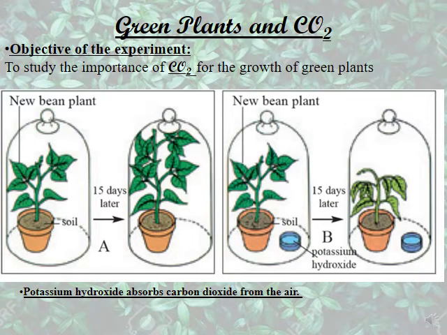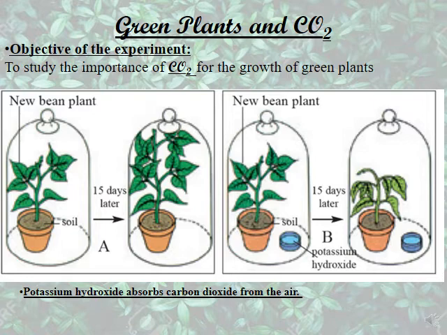Objective of the experiment: to study the importance of CO2 for the growth of green plants. Note that potassium hydroxide absorbs carbon dioxide from the air. Two bean plants are both placed in a glass jar that allows sunlight to enter. Both have normal conditions, except that plant B has potassium hydroxide. Potassium hydroxide, as I said, absorbs CO2.